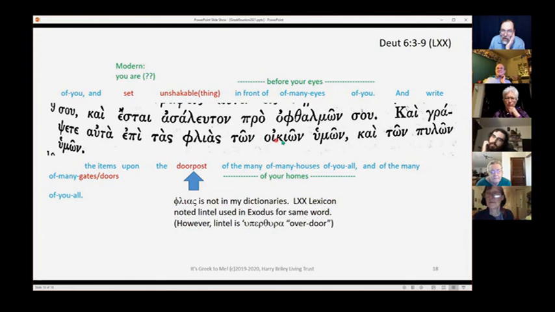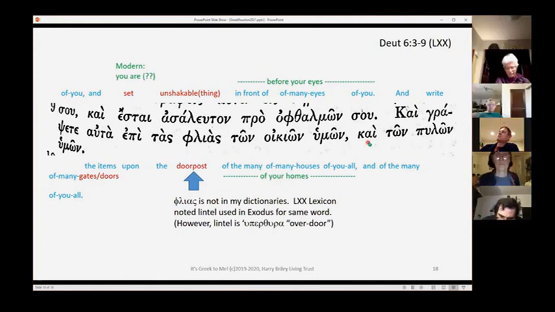When you get these long phrases, go ahead and just be as wooden and awkward as you can so that you get a literal wording and then translate it into better English. And that's what I did here in green. Kai and tone of the polon is the word for gates or doors. And then humon, of you all. So I'm going to post these many words on my doorpost and on my gates.